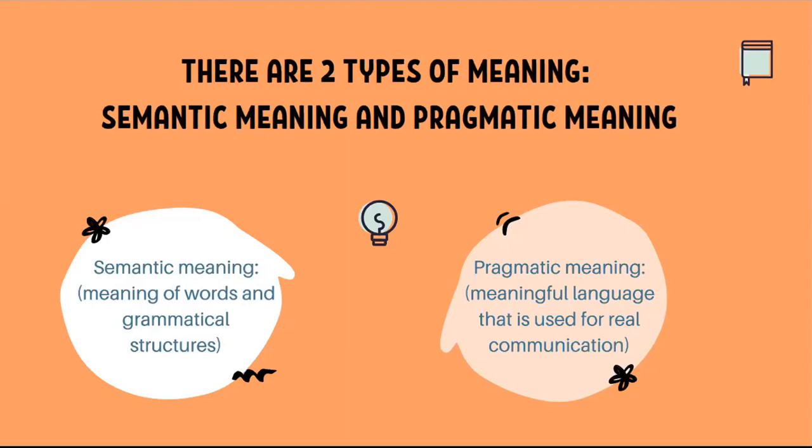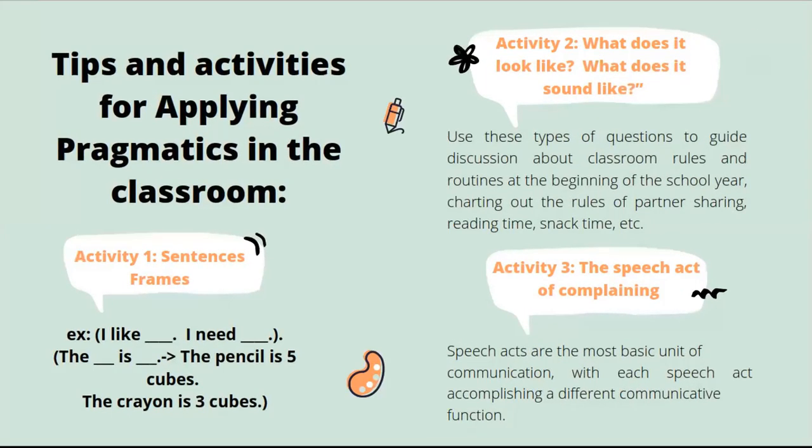The first one is the study of the knowledge encoded in the vocabulary of the language and in its patterns for building elaborate construction and meanings. In other words, semantic meaning is the meaning of words and grammatical structures. On the other hand, we have the pragmatic meaning, which is the interaction of semantic knowledge with our knowledge of the world to produce meaningful communication in context of use. In other words, pragmatic meaning is the meaningful language that is used for real communication.